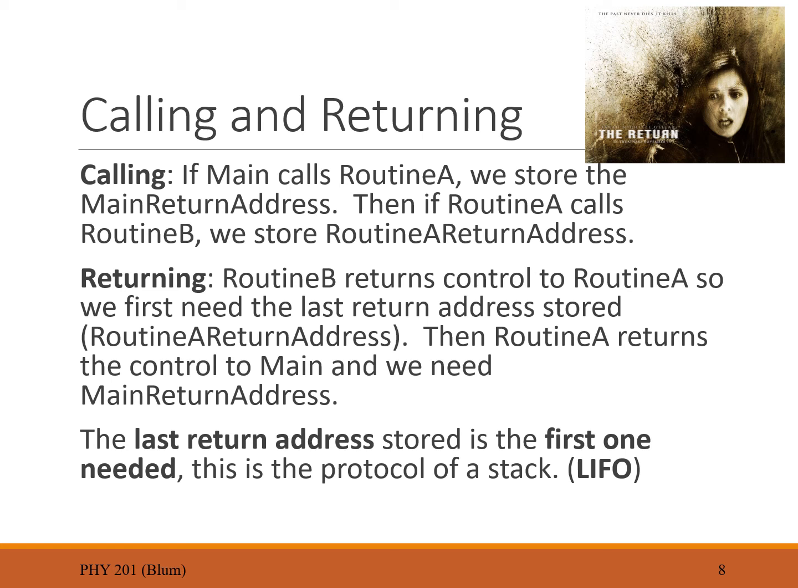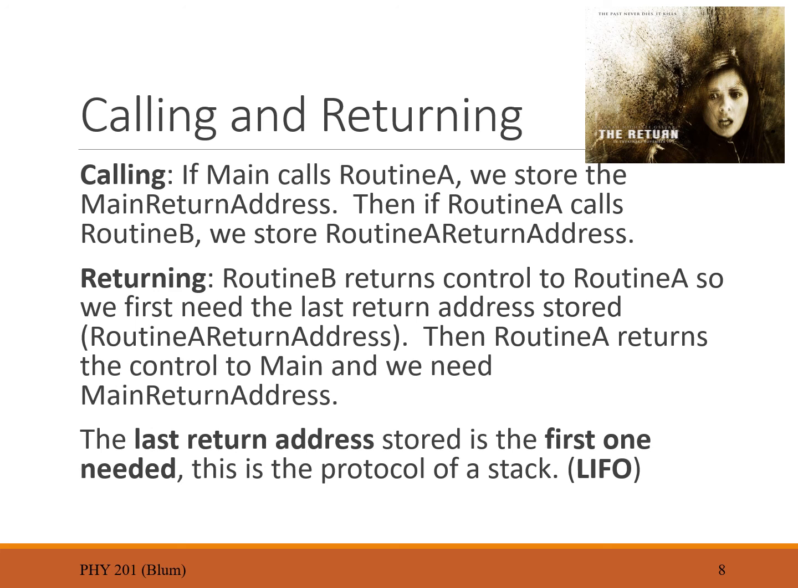Now we're in routine B, and we're executing the code in routine B, and it finishes and it wants to return the control, get back to routine A. And so we need the address that we stored that was called routine A's return address. So now we're back in routine A. We execute whatever code remains in routine A, and then we finish that routine, and we're ready to return the control to main, and we need the main's return address.